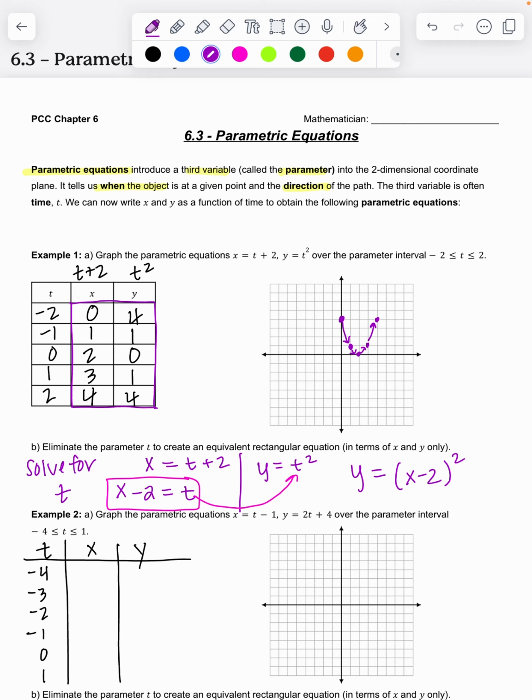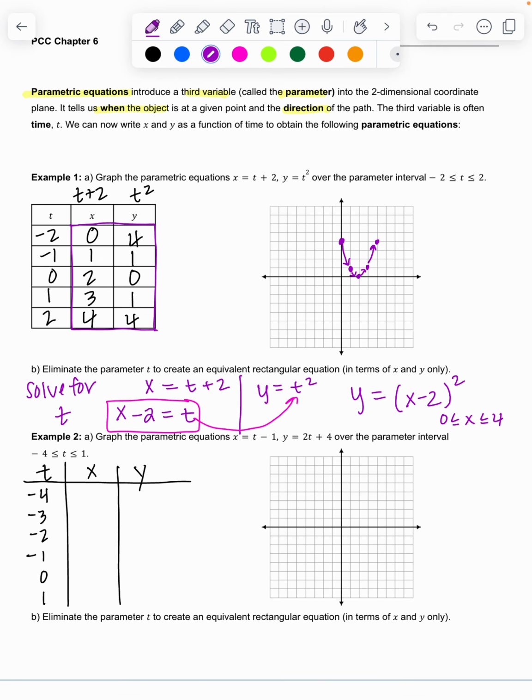And the domain for this equation, I know it doesn't say it, but we do like to state the domain. So using the graph or just using the x values in the table that you found, 0 is less than or equal to x, which is less than or equal to 4. So for this equation, it appears from 0 to 4 on the x, when y equals x minus 2 quantity squared. Okay, so I would like for you to pause this video and try this next one on your own.